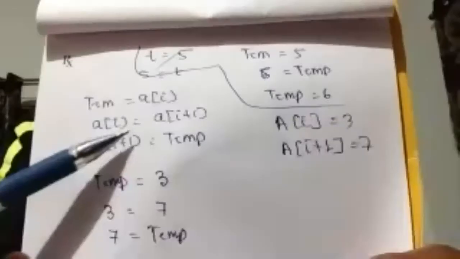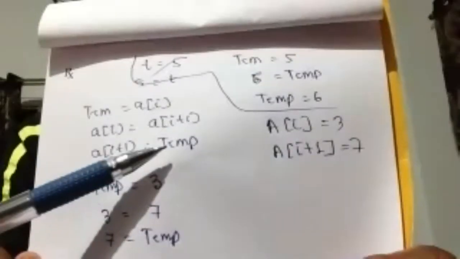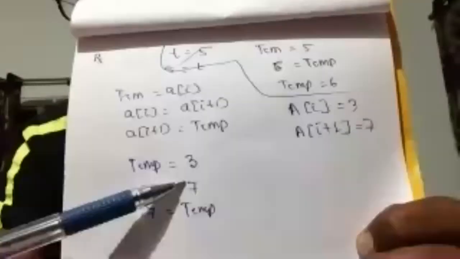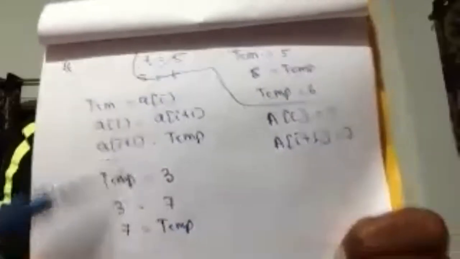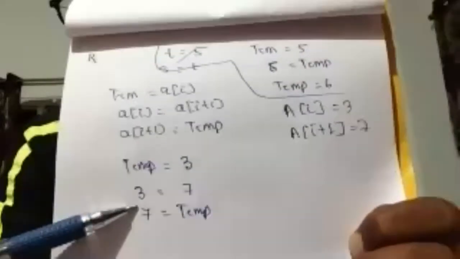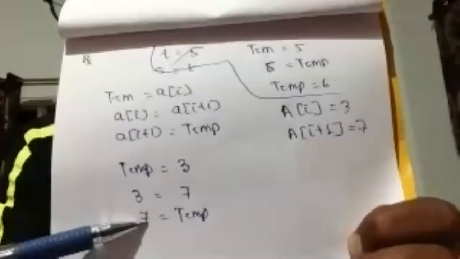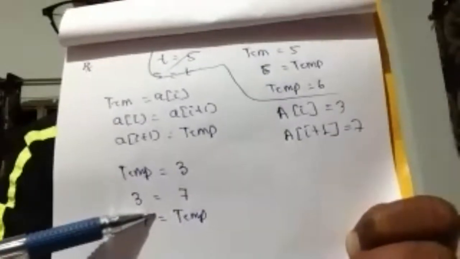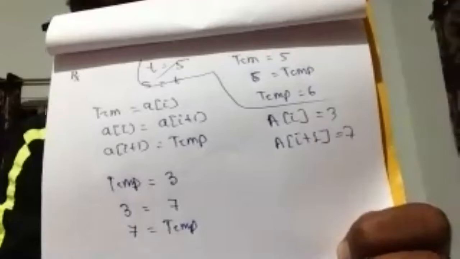Next, what is there? AI equal to AI plus 1. So AI means what? 3 equal to 7. Are you getting it? Now finally, temp equal to AI plus 1. So that is 7. Initially temp equal to what? 3. After going through this, temp becomes 7. I exchange the data. And this is the logic used for exchanging data. Swapping. If they ask, write a program to swap 2 numbers, just put it this way.